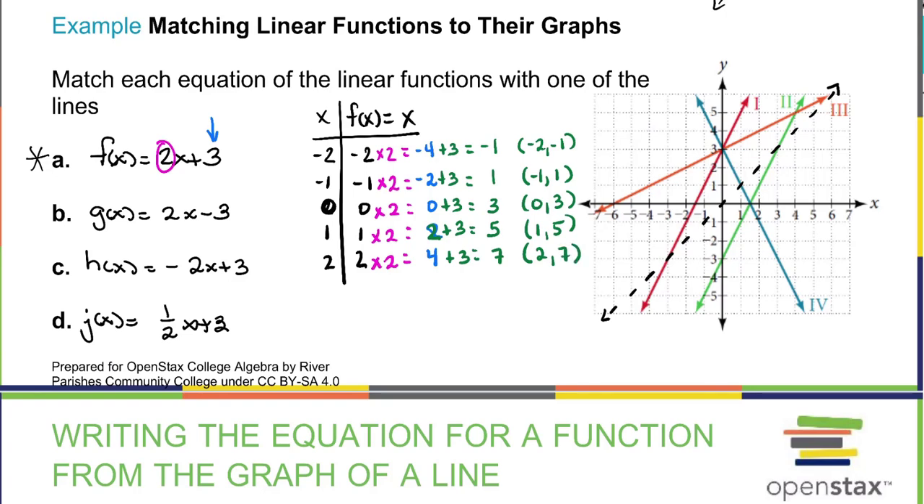And it says match each linear function with one of the lines. So if I have the point negative 2, negative 1, negative 1 up 1, 0 up 3, 1 up 5, 2 up 7 doesn't fit on the graph, but you can see it's right here. It is the red line. This here is y equals 2x plus 3.